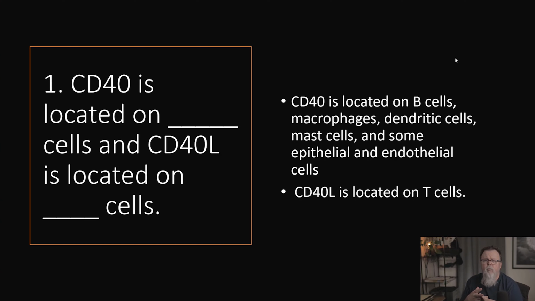So CD40 is found on B cells, macrophages, dendritic cells, all kinds of cells, mast cells, some epithelial and endothelial cells, whereas CD40L is located on T cells specifically.